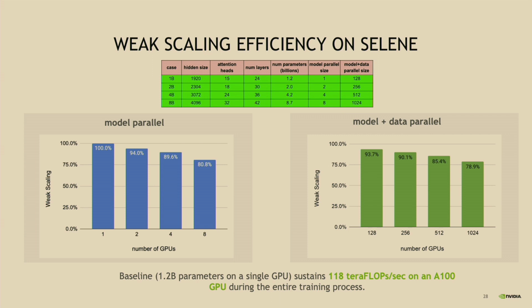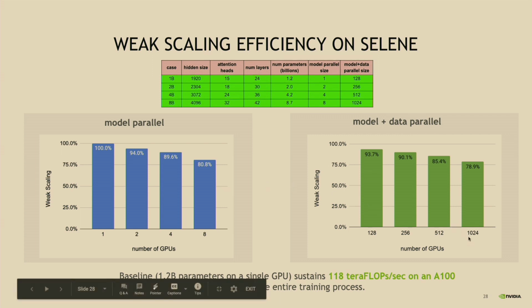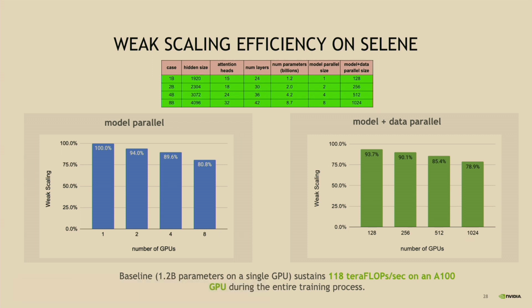As you can see, the model parallel efficiency drops, but only by 20%, and even 8-way model parallel still runs at 80% efficiency. When we scale up to 1024 GPUs, we see 78.9%. And as you can see, our efficiency drop for the model parallel versus model plus data parallel is minimal. The reason here is we use overlapping of backpropagation with all-reduce communications as well. So great.